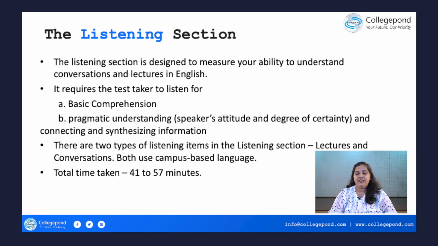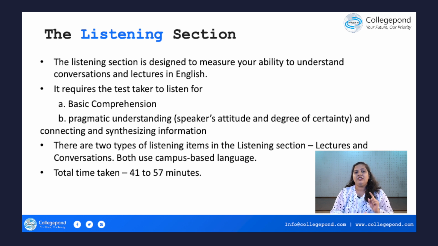So the listening section is designed to measure whether you can understand daily English conversations or can you sit through a complete lecture. As you can see on the slide, you will be tested on basic comprehension, which means can you understand basic details in any given passage or a listening file. It also tests you on your practical understanding of spoken English. So can you understand a speaker's attitude from his tone? Can you understand a speaker's degree of certainty? These are the things that we will look out for.